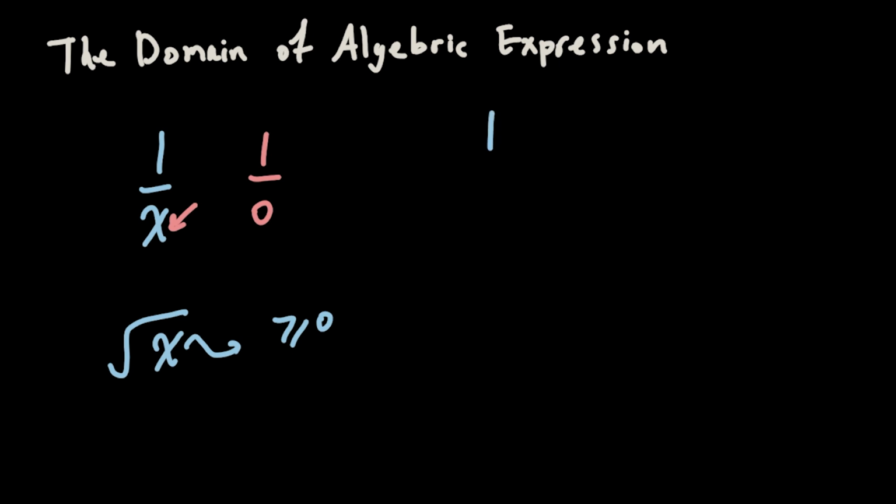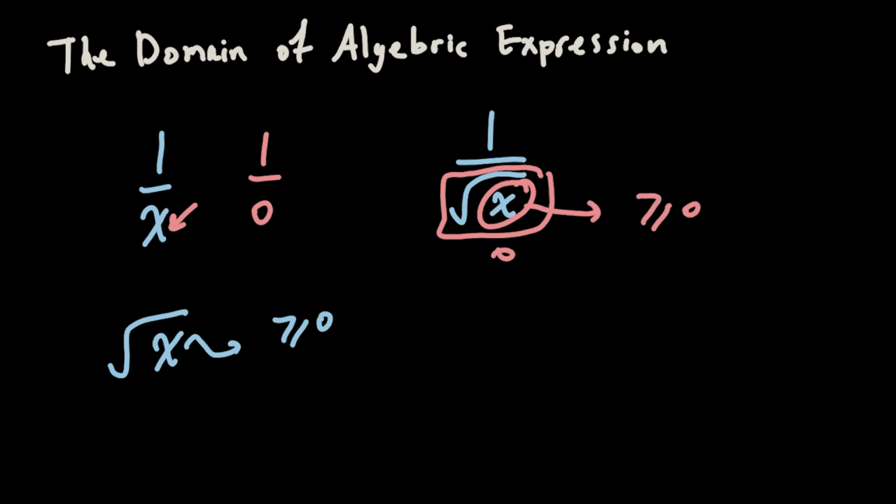When we have 1 over the square root of x, this cannot be 0. And this x here should be greater than or equal to 0. So for 1 over the square root of x, this denominator here should always be greater than 0.